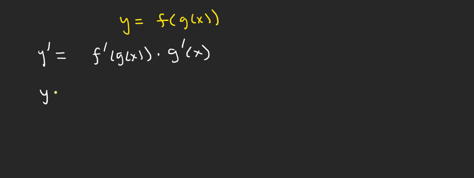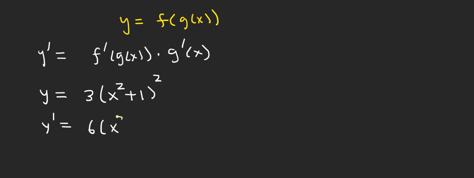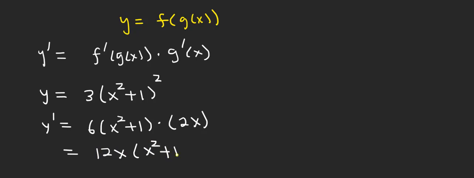So for example, let's say you have y equals 3 times the quantity x squared plus 1 to the second power. If you want to take the derivative of this and apply the chain rule, you take the derivative of the whole thing. So 2 times 3 will be 6 times the quantity x squared plus 1 to the 2 minus 1, which is 1. And then you have to take the derivative of the inside, which will be 2x. So now you get 12x times the quantity x squared plus 1.